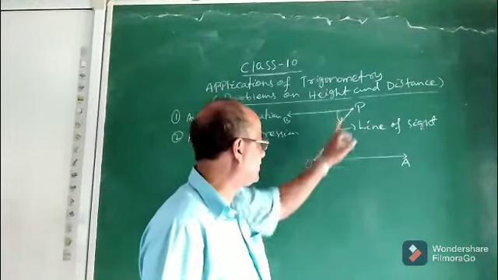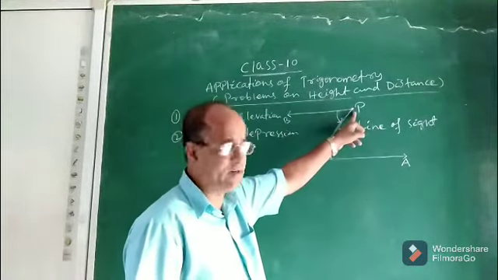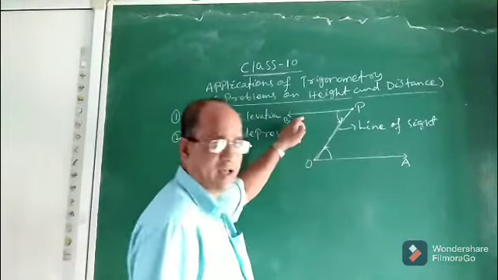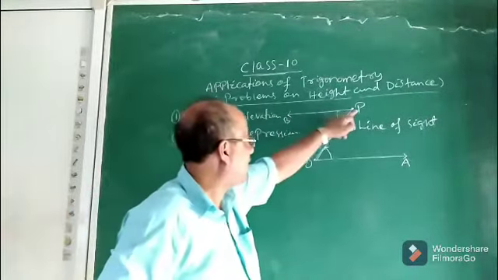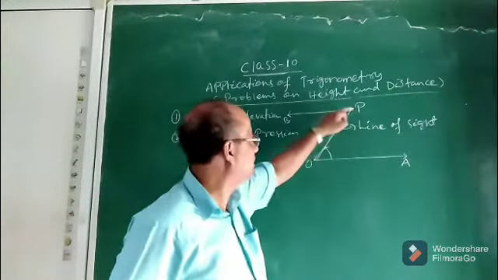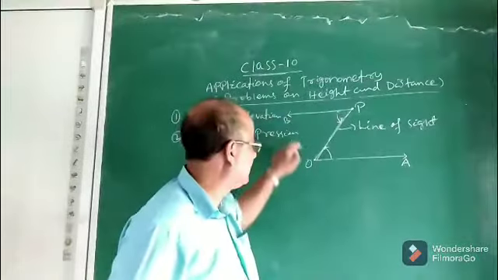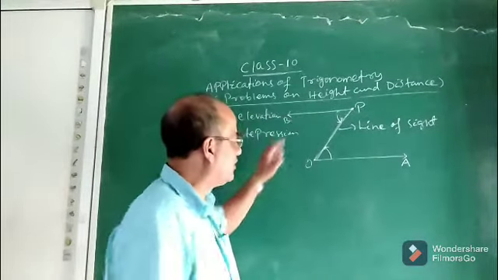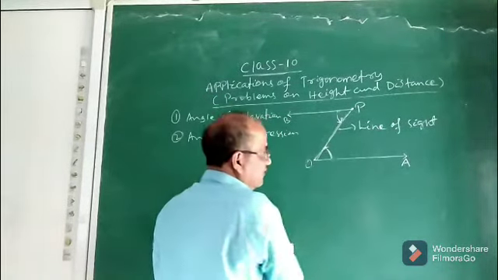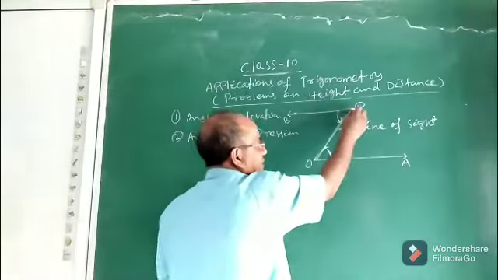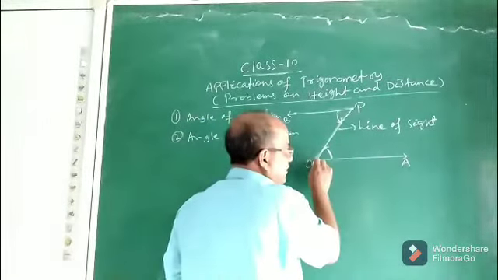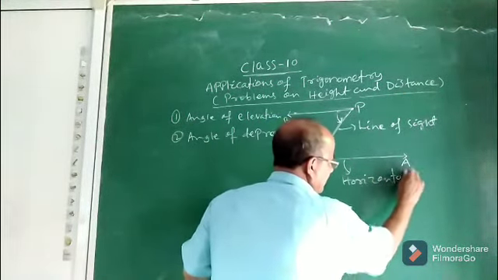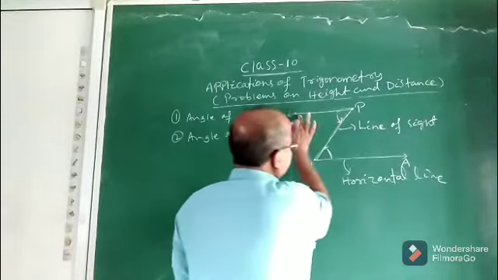Now see, the bird is sitting here, and the boy is observing the bird sitting on the tree. This is the tree. Now at this point, if we draw a horizontal line, meaning parallel to the ground, look at this angle. A horizontal line has been drawn at the point P as well as at the point O. This is a horizontal line, and this is also a horizontal line.